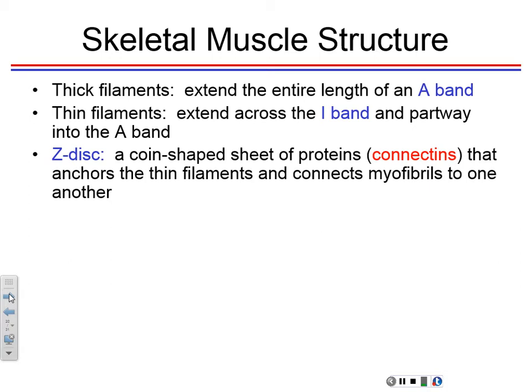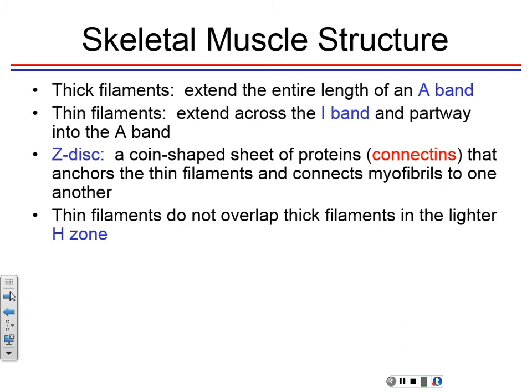So you've got actin filaments on one side of the Z line, actin filaments on the other side. And then you've got the sarcomere. The sarcomere is the functional unit of a muscle cell. It's the smallest unit that can contract.